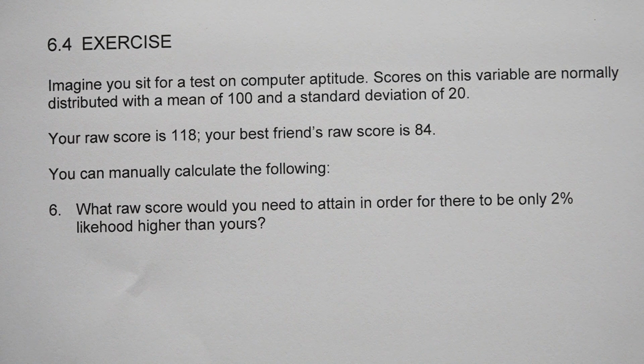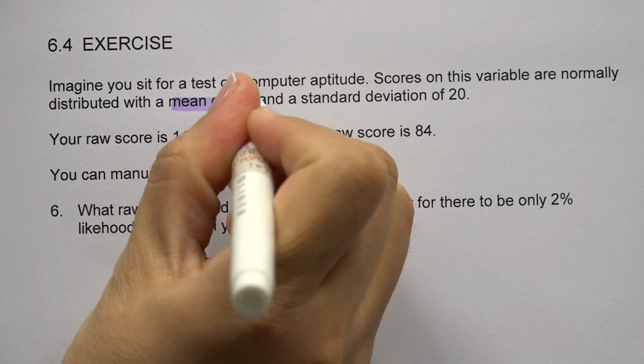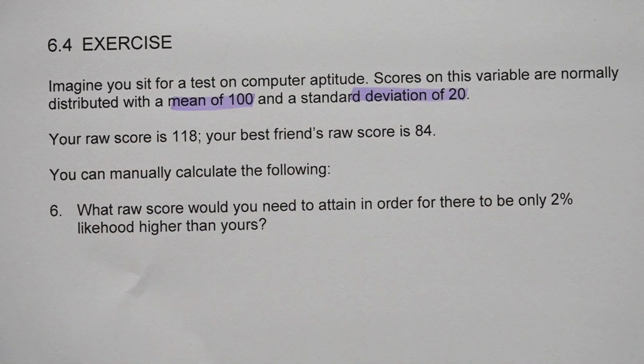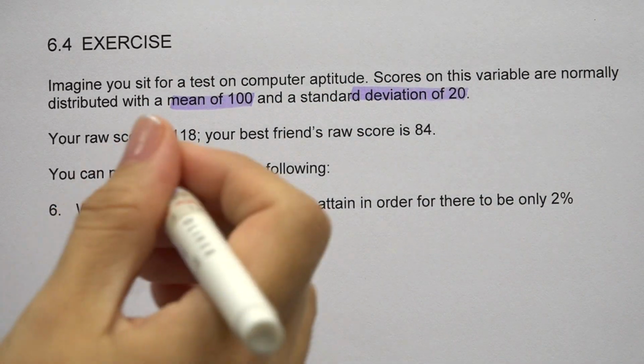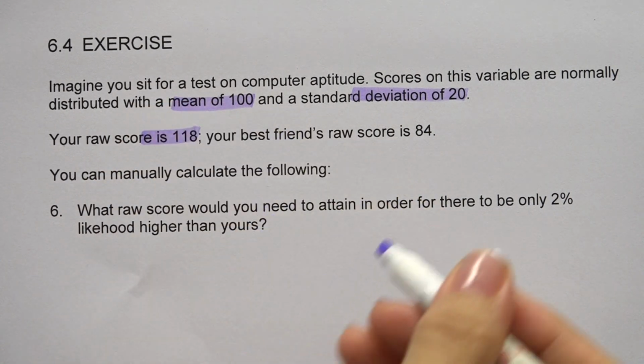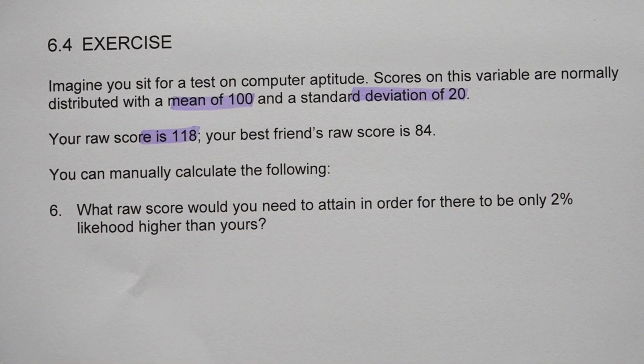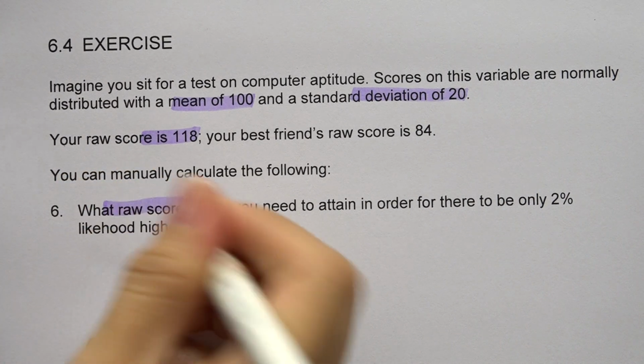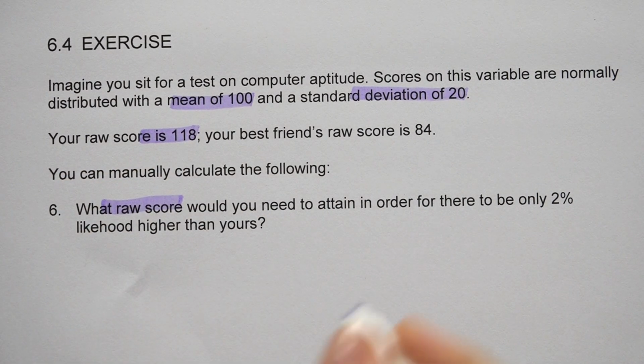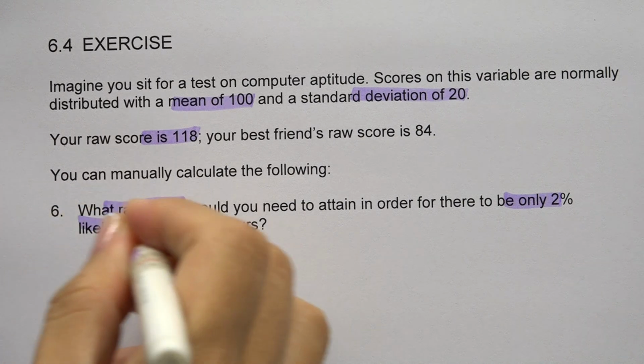Imagine you have to sit for a computer aptitude test, and the score of this variable is normally distributed with a mean of 100 and a standard deviation of 20. Your raw score is 118 and your best friend's raw score is 84. For question 6, you have to calculate the raw score in order to attain a score that is only 2% higher than yours.